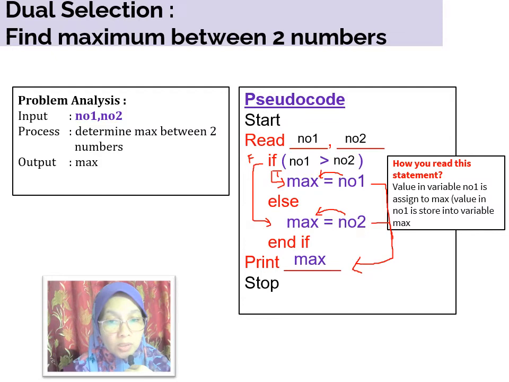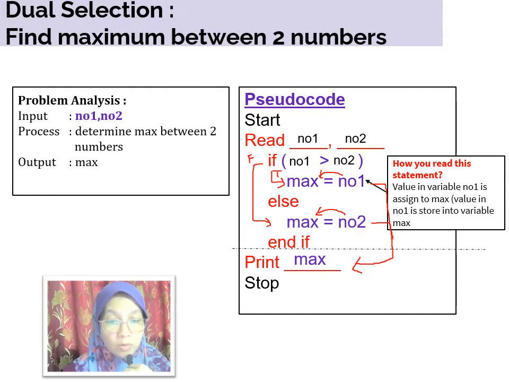Okay, make sure you read this statement correctly so that you're not confused about what happened here. The value in variable number 1 is assigned to max. What I mean is, the value in number 1 is stored into variable max. Make sure you know that. And then make sure you put a line here.